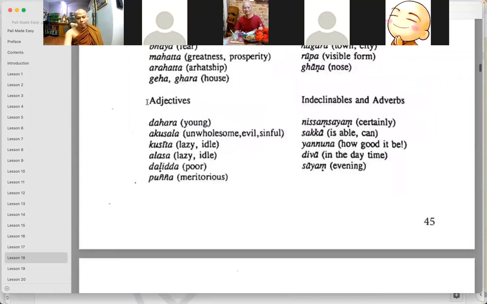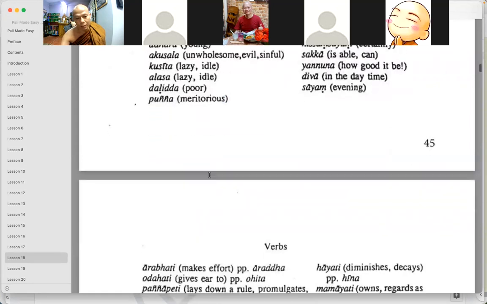And then now adjectives. So the adjectives: dahara, young. Akusala, opposite to kusala. Kusala means wholesome. Akusala means unwholesome, and evil and sinful. And kusīta, lazy or idle. So ālasa also lazy or idle. Kusīta and ālasa are the same. And dalidda, poor. And puñña, puñña is meritorious. Puñña opposite to pāpa. So these are adjectives.